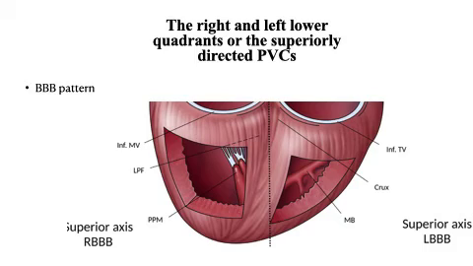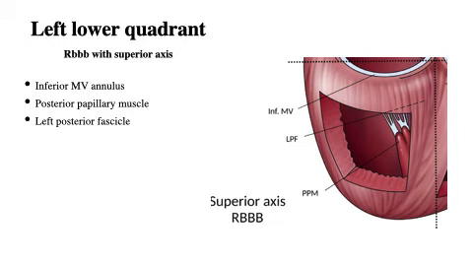In case of PVCs with RBB morphology, the transition from positive to negative occurs early as we move from apex towards the base. In PVCs with LBB morphology, the transition from negative to positive occurs early as we move away from the free wall towards the septum. The left quadrant structures are the inferior mitral valve annulus, the posterior papillary muscle, and the left posterior fascicle.